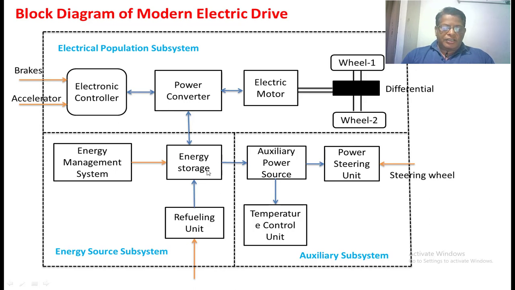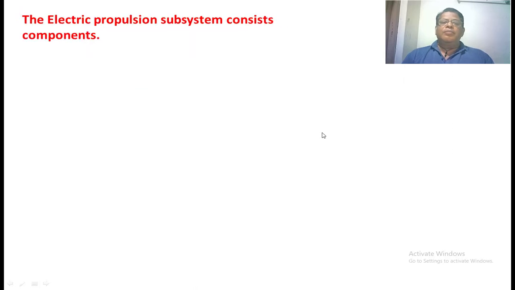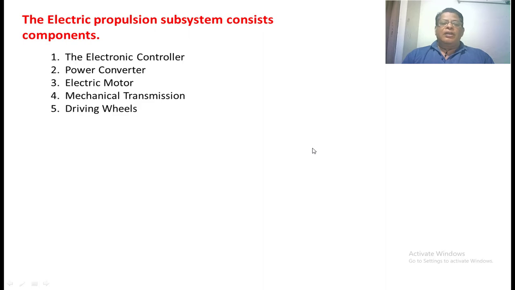This part is nothing but the energy source subsystem. This part is nothing but the auxiliary subsystem. The electrical propulsion subsystem consists of an electronic controller and a power converter. Generally the power converter is the three-phase PWM inverter. Then the electric motor. Whenever we say electrical motor, you can use any type of AC motor, depending upon the requirement of the vehicle.